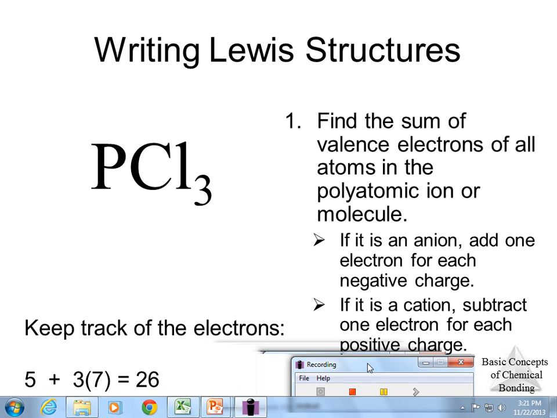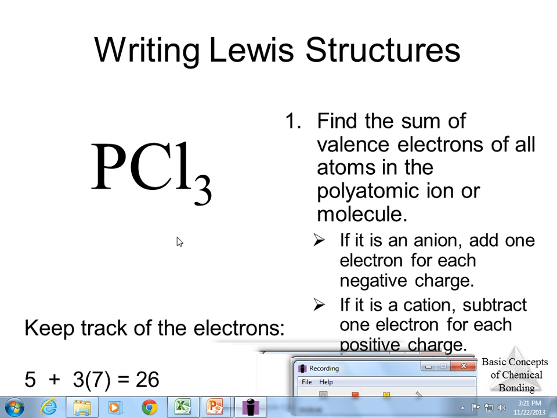First of all, we're going to take the example of PCl3. You want to find the total number of valence electrons by looking at the family number. Phosphorus is in 5A, so it has 5 valence electrons, and there is 1 phosphorus. Chlorine has 7 valence because it's in group 7A, and there's 3 of them for 21. Added together, we have 26 total valence electrons. You cannot exceed this number. You cannot go under this number to have a valid structure.